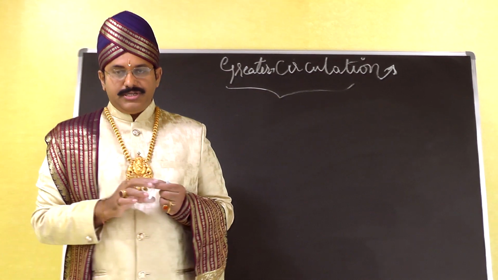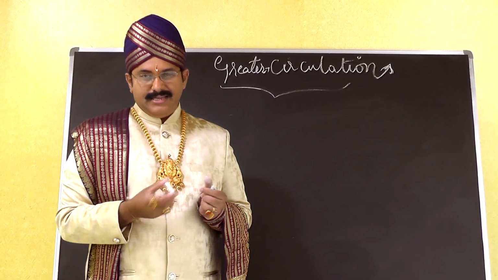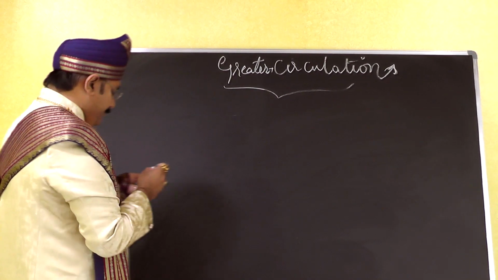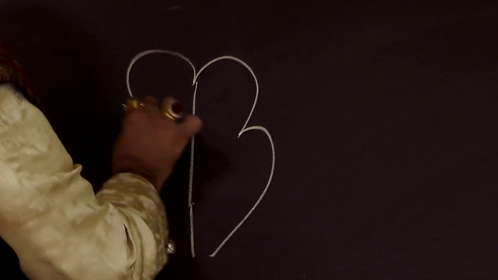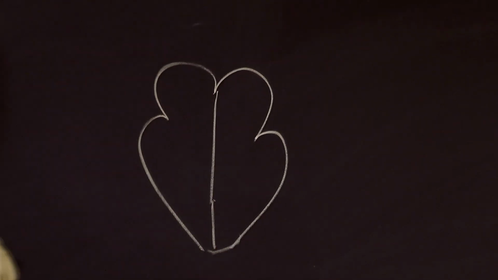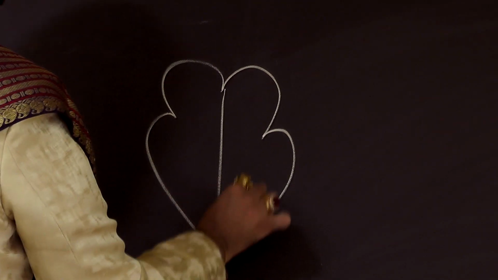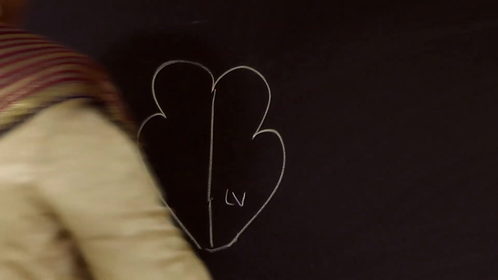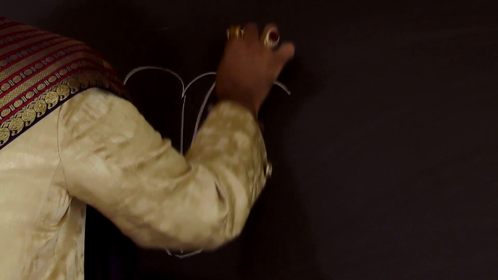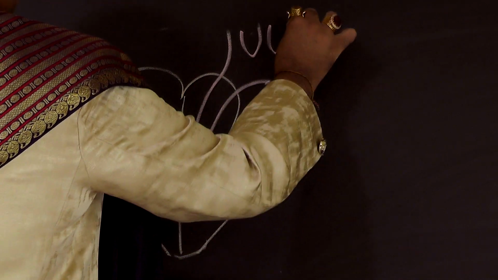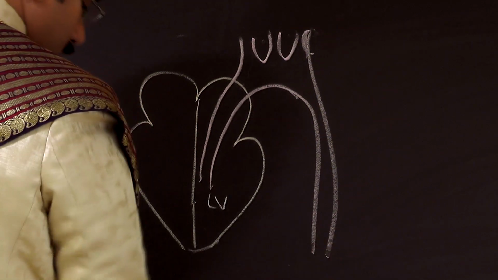Now greater circulation. Let us discuss in detail about the greater circulation. Now you know we have got the heart, right? So this is the diagram of the heart. We are just trying to understand. Now this is the left ventricle. From the left ventricle, we have got the aorta, right? This is the aorta, what we are trying to draw.